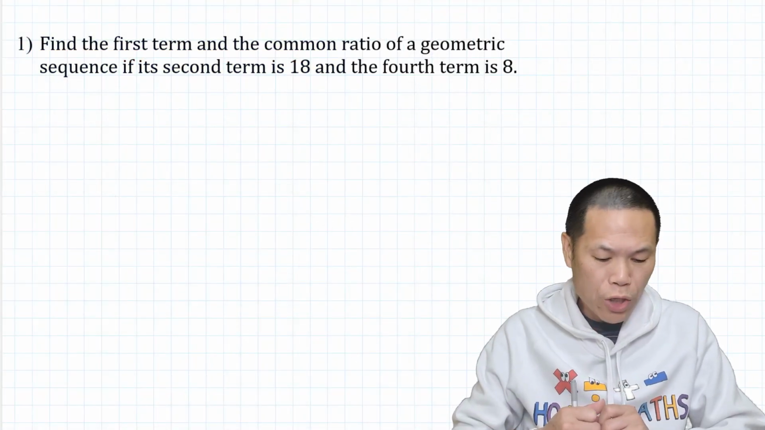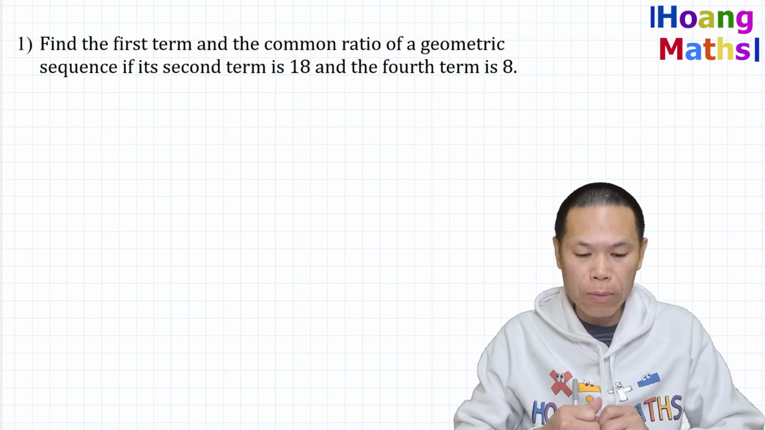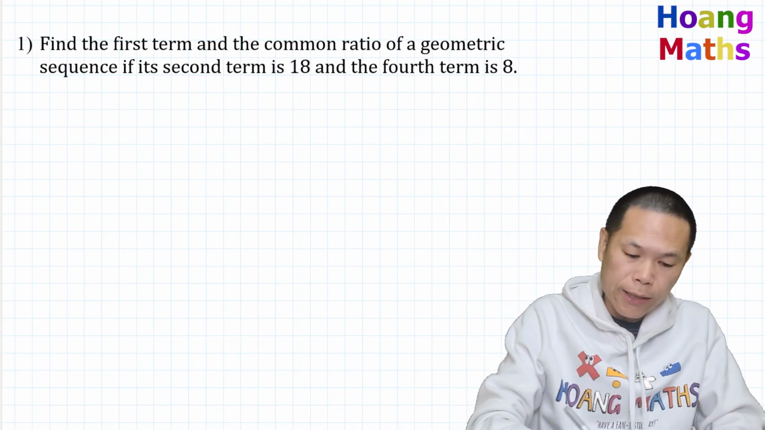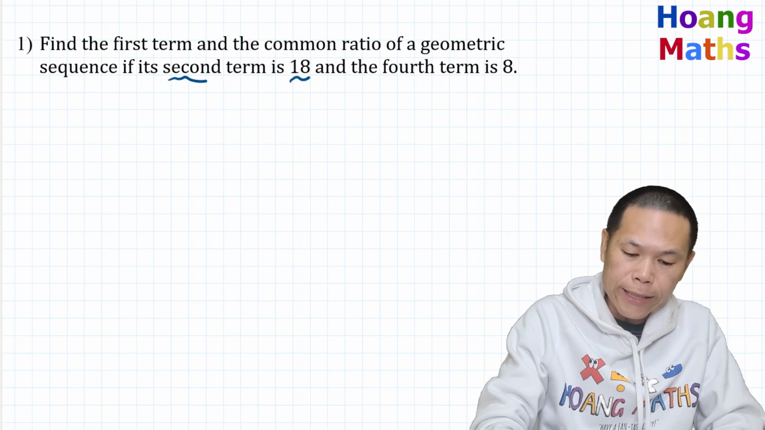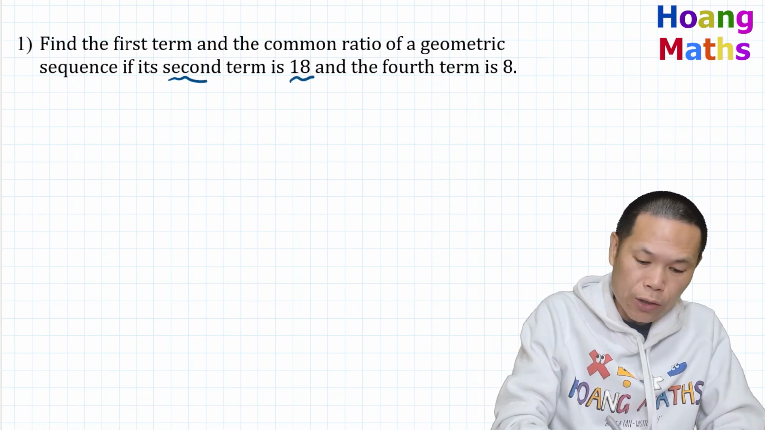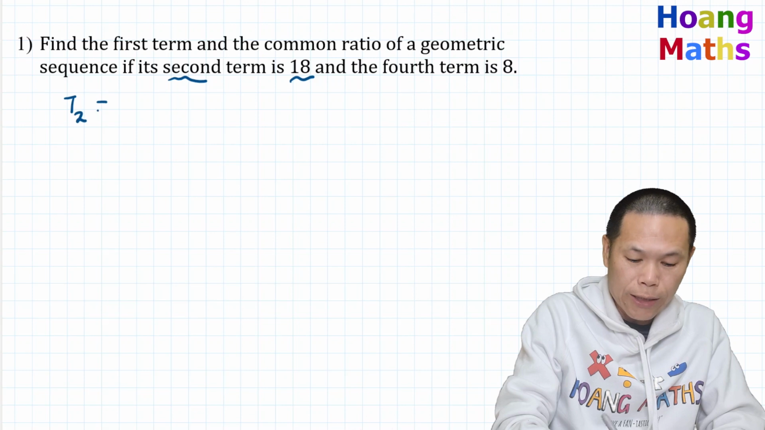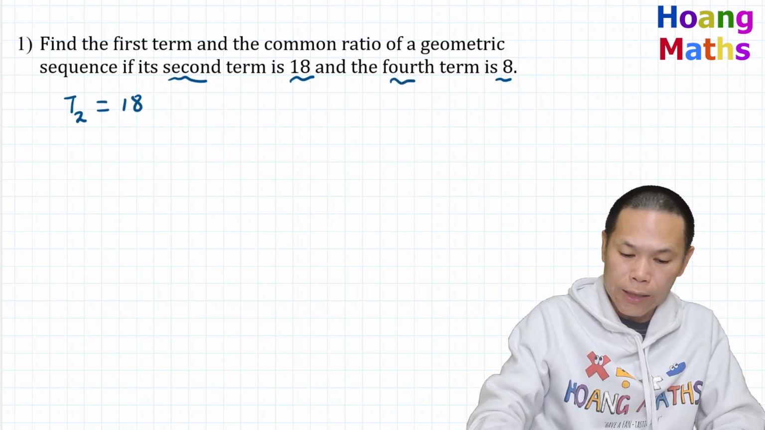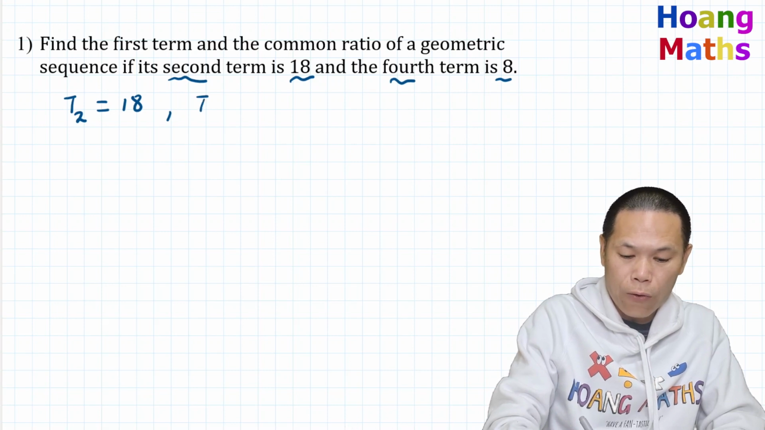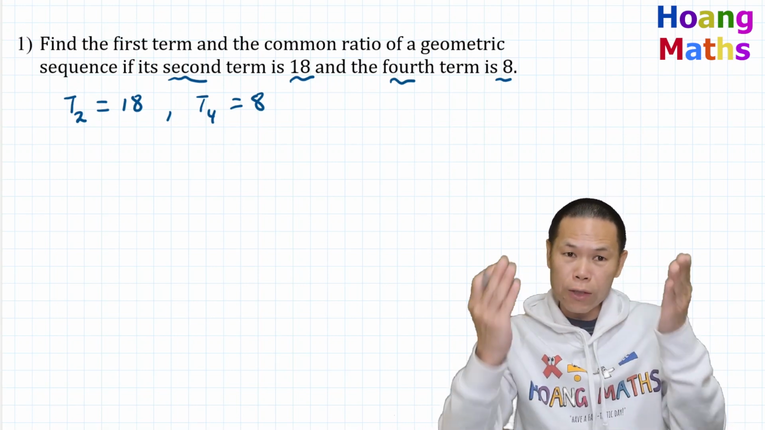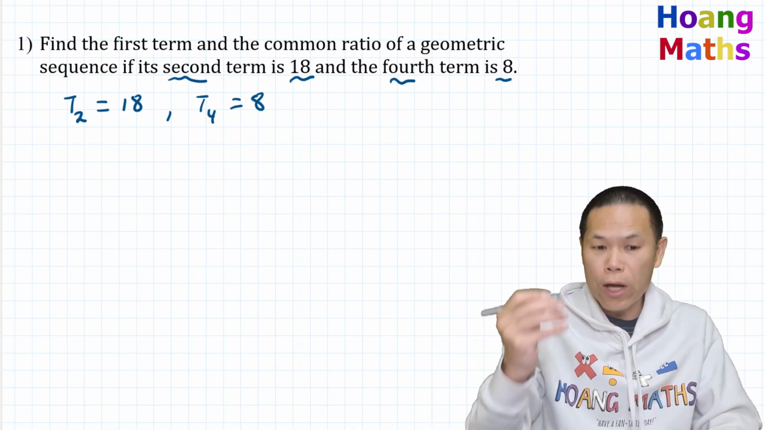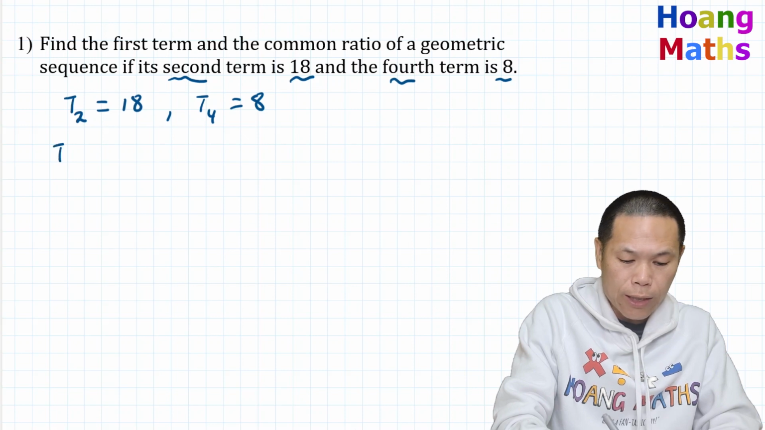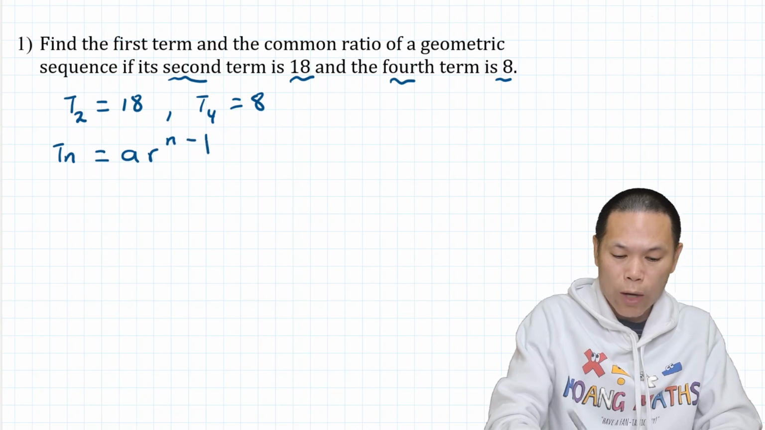First one, we need to find the first term and the common ratio given that the second term is 18. So let me just write this down. We know that T2 is equal to 18, and the fourth term is 8, so T4 is equal to 8. To work this out, first of all, we know the general rule for a geometric sequence is T of n is equal to A R power of n minus 1.